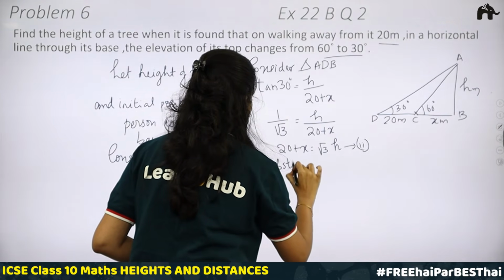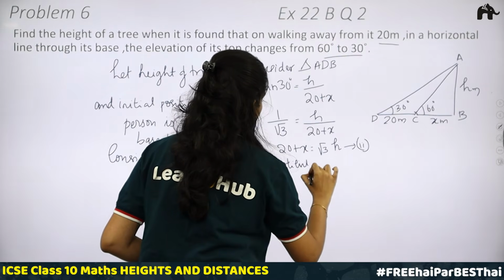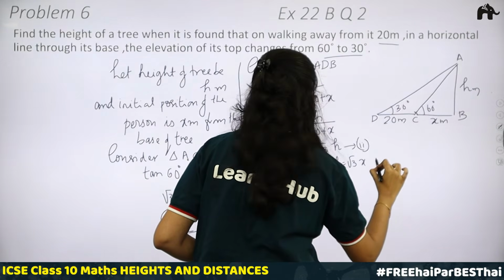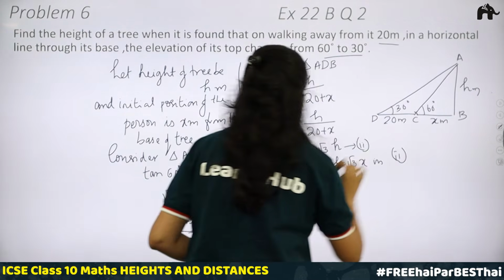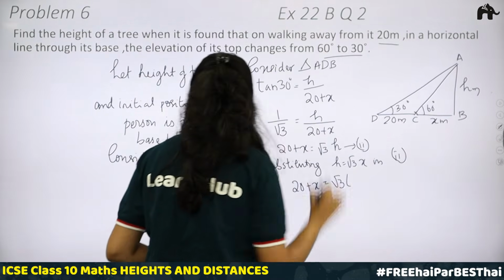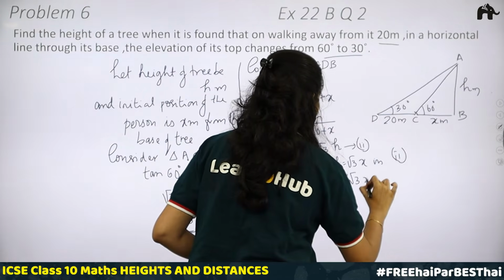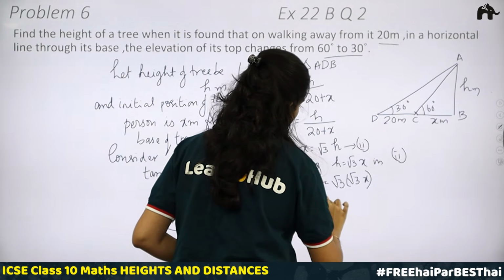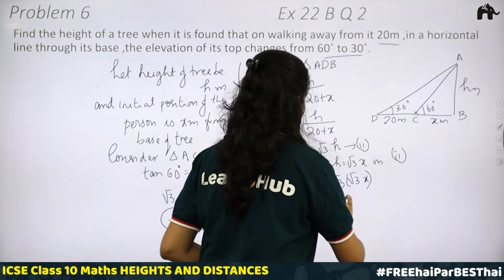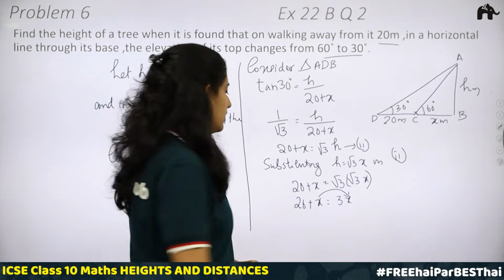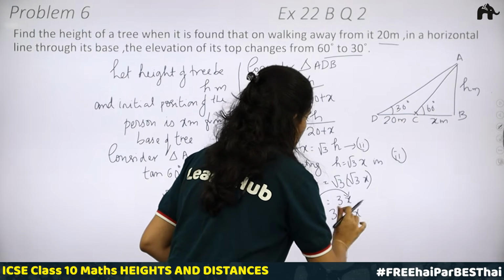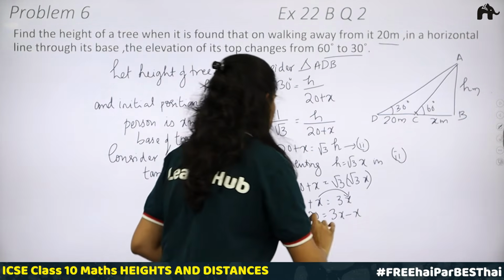Substituting h is equal to root 3x in equation 2, we get 20 plus x is equal to root 3 into root 3x. 20 plus x is equal to root 3 into root 3 is 3x. Taking this x to the opposite side, we get 20 is equal to 3x minus x, or 3x minus x is 2x. 2x is equal to 20.